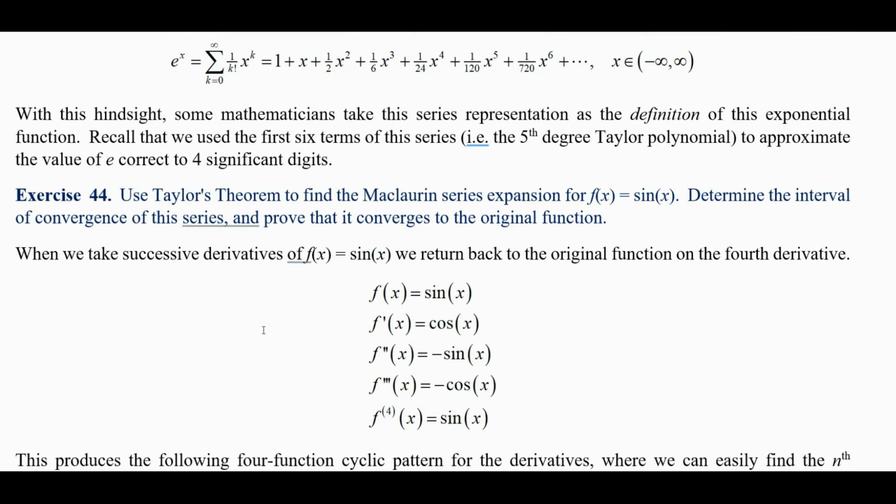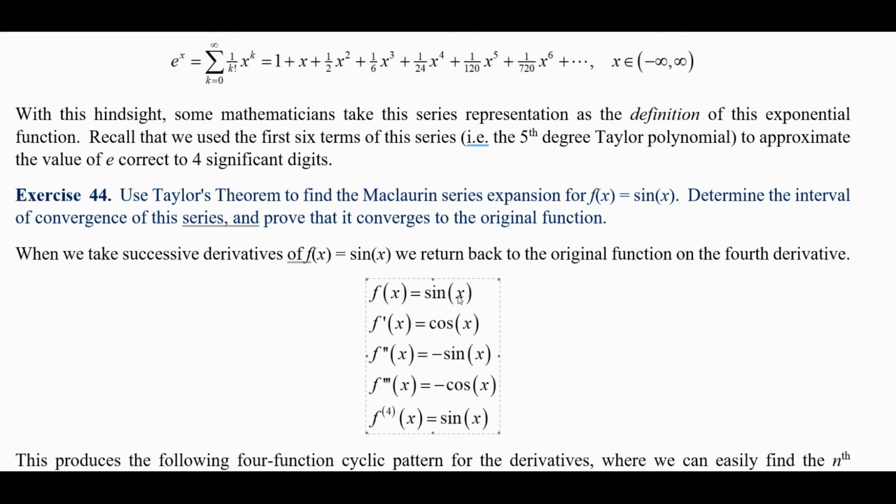Well, the key is going to be looking at the derivatives, right? So we start with f of x equals sine x. The derivative of sine x is cosine x. The derivative of cosine x is negative sine x. The derivative of that is minus cosine x. And the derivative of that is back to sine x. So by the time you get to the 4th derivative, you're back to the beginning. So we have a 4-function cyclic pattern.